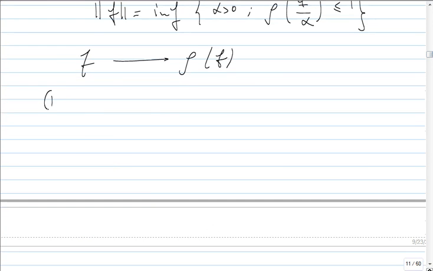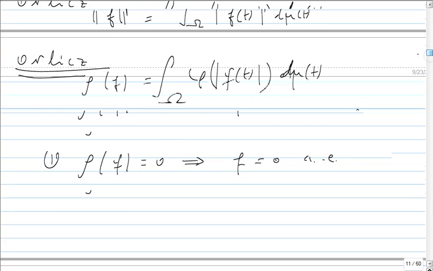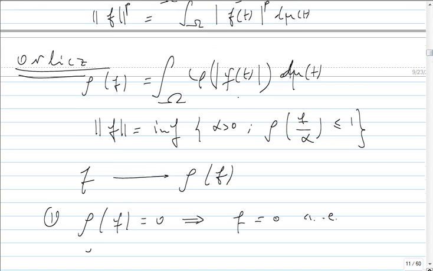Number 1, rho of 0 is equal to 0. And rho of f equals 0 will imply that f is equal to 0 almost everywhere. Why? Because we said, remember, that phi of t equals 0 if and only if t is equal to 0, and phi is positive. So we have these properties. If we have 0, we have 0 for rho, and if it's equal to 0, then you have almost everywhere 0. So it's almost similar to the norm, right? The norm of f equals 0 if and only if f is equal to 0.